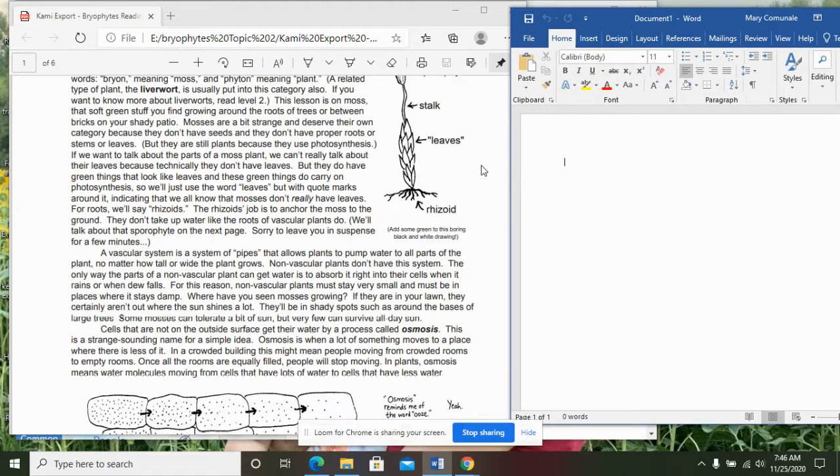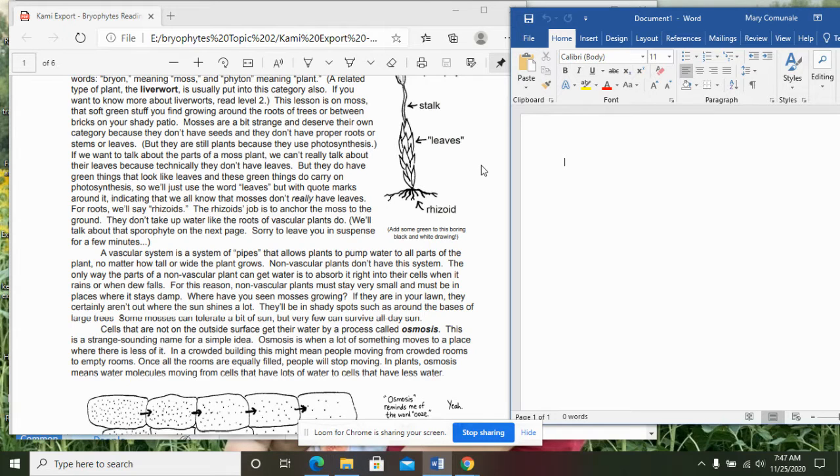Cells that are not on the outside surface get their water by a process called osmosis. This is a strange sounding name for a simple idea. Osmosis is when a lot of something moves to a place where there is a lot less of it. In a crowded building, this might mean people moving from crowded rooms to empty rooms. Once all the rooms are equally filled, people will stop moving.